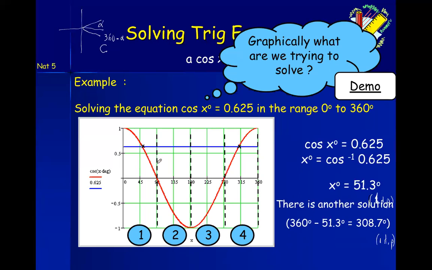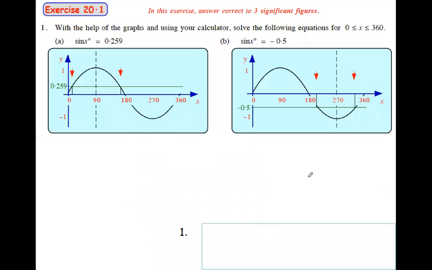So you can see how to solve it. But there will come a time when you won't need the graph. The only thing you would need is to remember what CAST stands for. All positive here, sine positive here, tan positive here. 180 take away alpha, 180 plus alpha. If you know that, you can solve trig equations. So let's have a look at a couple of examples here.